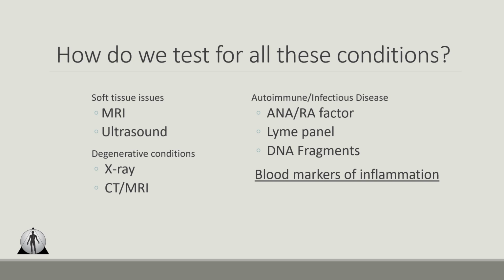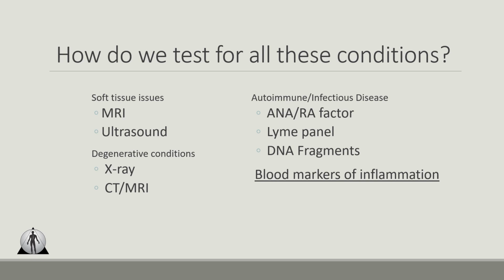If we have a suspicion that there's an autoimmune or infectious disease that's taking place, then we are going to look at autoimmune markers, something called ANA or RA factors. We might do what's called a Lyme panel. Lyme panels are very much a gray area because most folks that suspect that they have Lyme might have been exposed many years ago. So unfortunately, in many cases, the conventional Lyme panels are not that valuable.